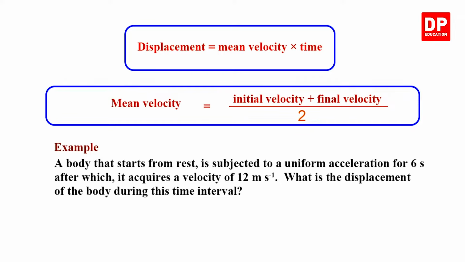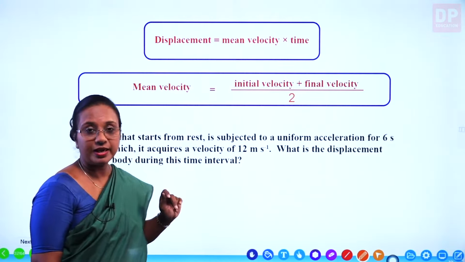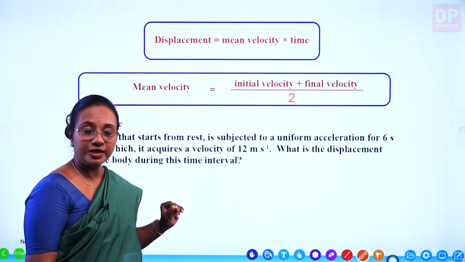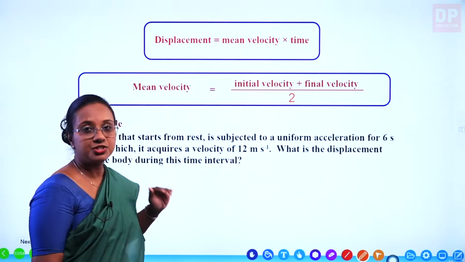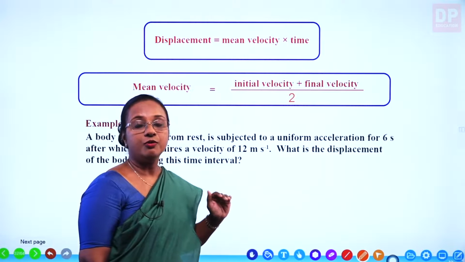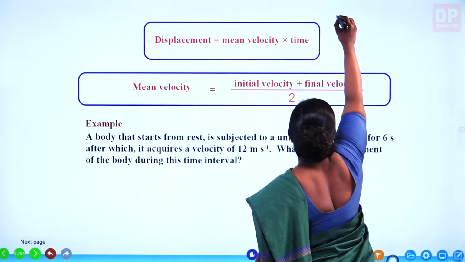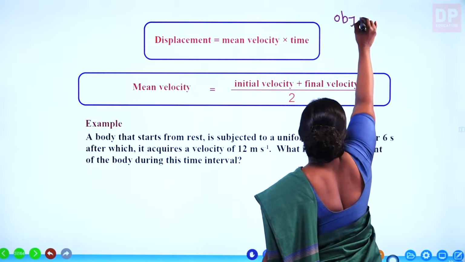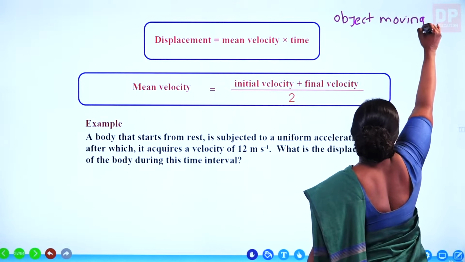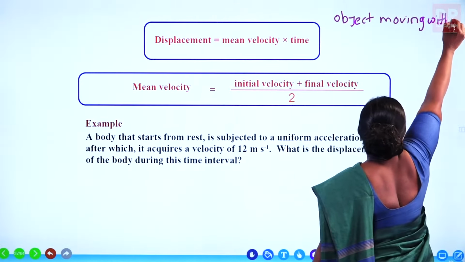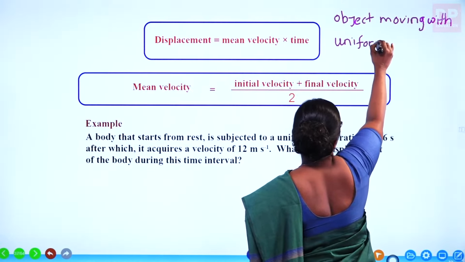So, if you look at the displacement, this can be calculated in a different way when the object is moving with uniform acceleration. So, these two calculations will be done only for an object moving with, you have to remember, uniform acceleration.